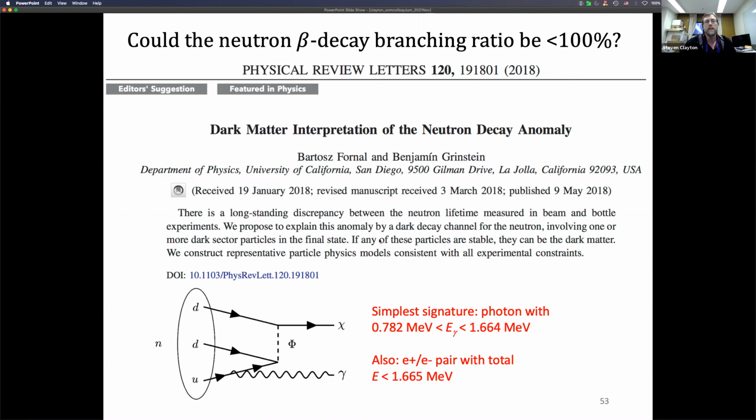And so what they suggested is, what if 1% of the time, say, you had a decay to a dark matter particle? What they worked out is that a possible signature for this would be a photon with an energy in this 1 MeV range. Another possible signature would be an e+ e- pair with, again, less than this 1.6 MeV range. So this came out on the arXiv in, I guess, early January.